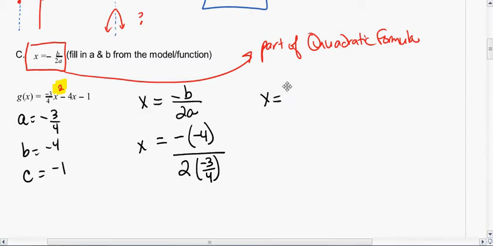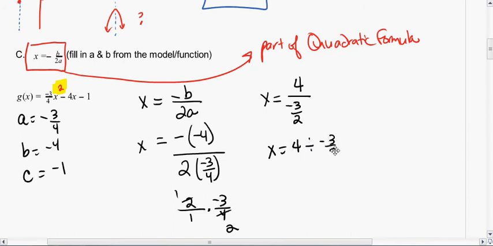x equals, a -4 is just a +4. And I'm multiplying fractions here. So 2 over 1 times -3 over 4. Cancel out some 2's, and I'll end up with -3/2 in the denominator. A complex fraction always looks weird to me, so I usually rewrite them. This just means 4 divided by -3/2.